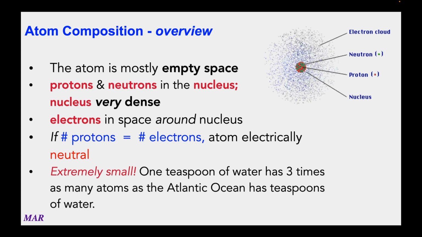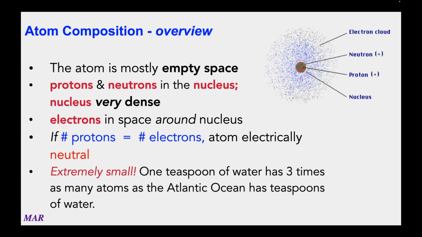And boy, oh boy, are these atoms small. And in the chapter 1 introduction, I talked about how a teaspoon of water has just a ton more molecules than there are teaspoons in the Atlantic Ocean. Well, because water is H2O, 2 hydrogens, 1 oxygen, 3 atoms, you can even say that this 1 teaspoon of water has 3 times as many atoms as the Atlantic Ocean has teaspoons of water. So just really small. All right, you can't get out your photographic equipment normally and take pictures of these things because they're so small. You need special techniques.